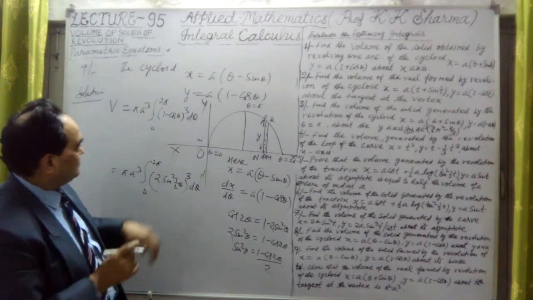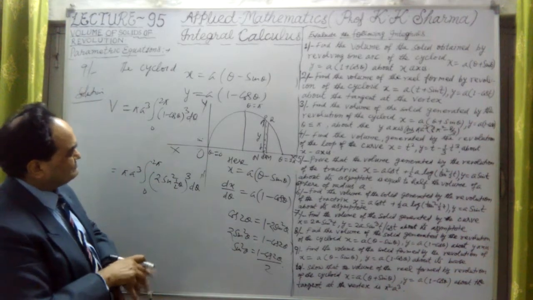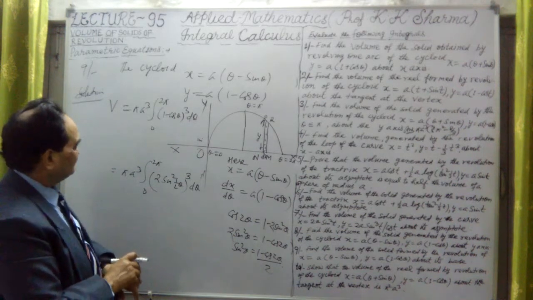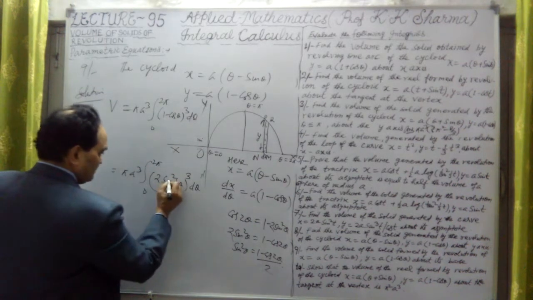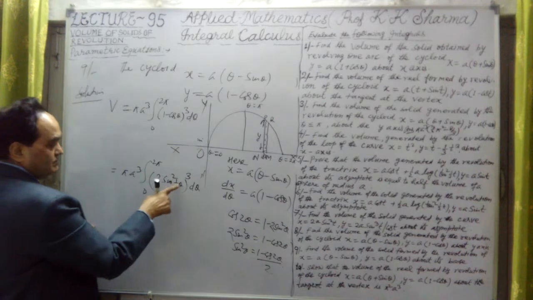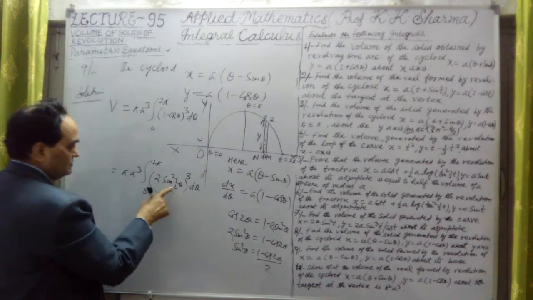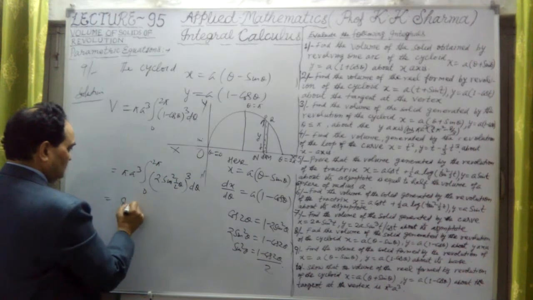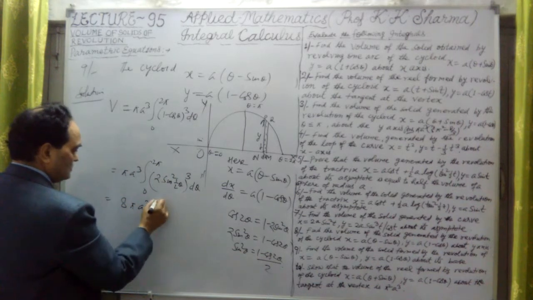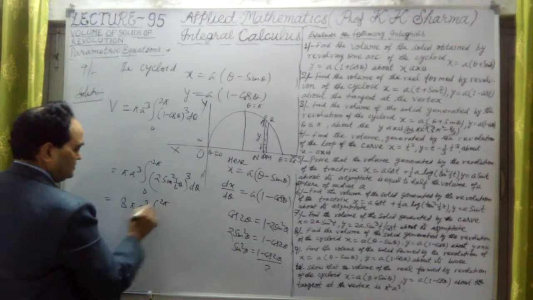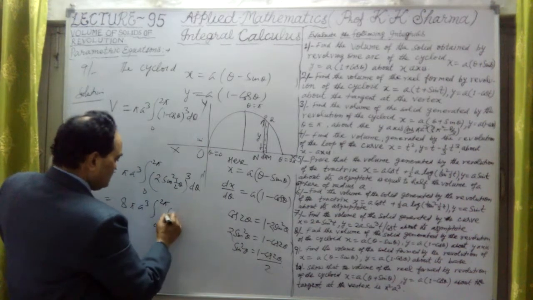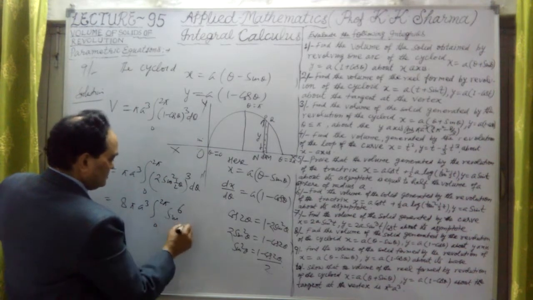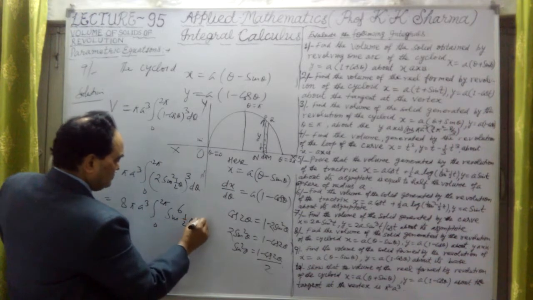Now if I put the limits, what are the limits here? This is 2 into 2 raised to power 3, that is 8 pi a cube, limits 0 to 2 pi here. It is now sin raised to power 6 of half theta into d theta.